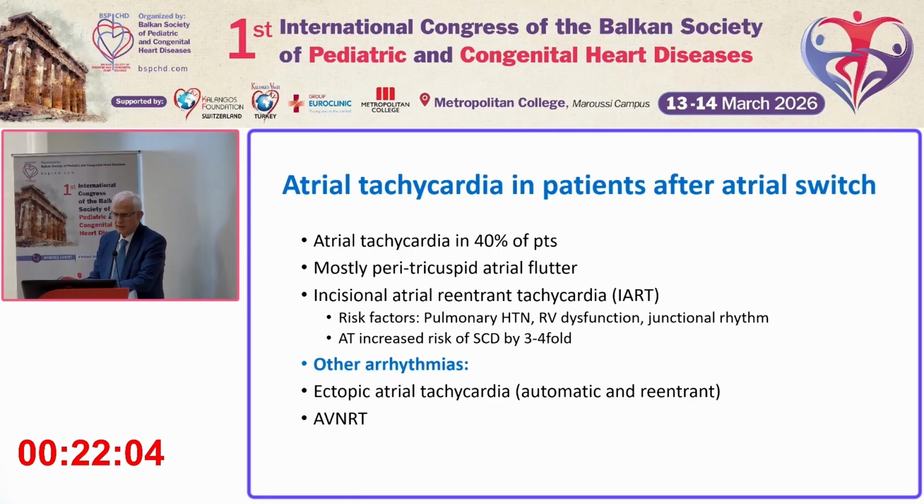The atrial tachycardia, which is the most common type of arrhythmia in these patients, is about 40%, with most of them being typical peritricuspid atrial flutter. But of course, to reach the area of the isthmus, you need to go to the pulmonary venous atrium most of the time. Other atrial arrhythmias, such as incisional atrial tachycardia, ectopic atrial tachycardia, and AV node reentry are also found in these patients.